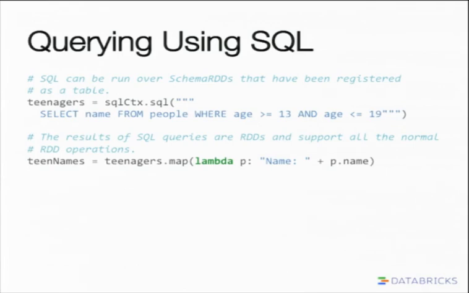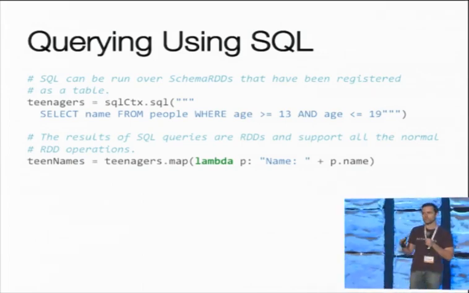So I've just got this SQL query here that's going to find all of the teenagers in our data set, so anyone whose age is between 13 and 19, and I only want their age. So basically, you just write it out as a SQL query. I can reference any table that I've registered. And then the cool thing here is teenagers is actually also an RDD.